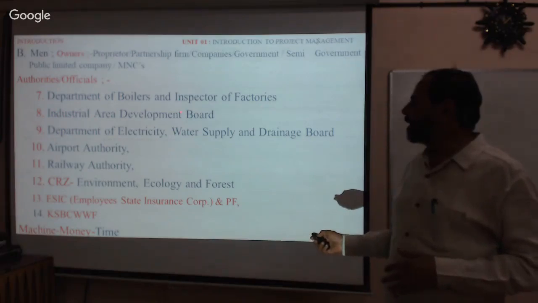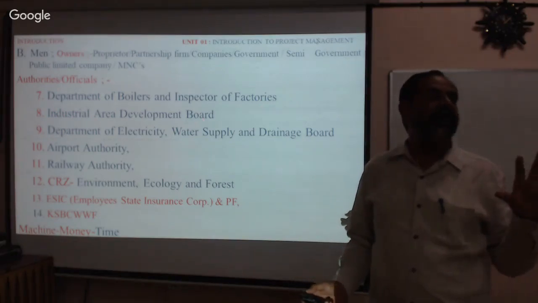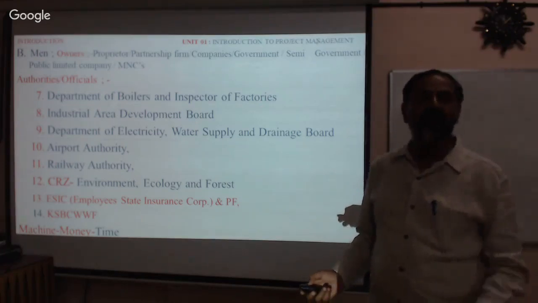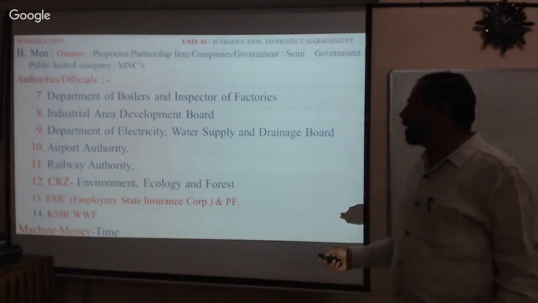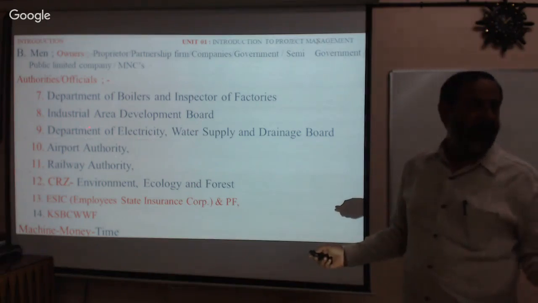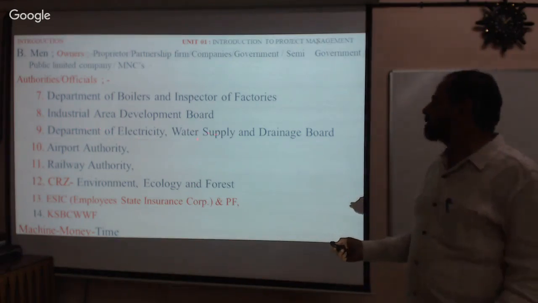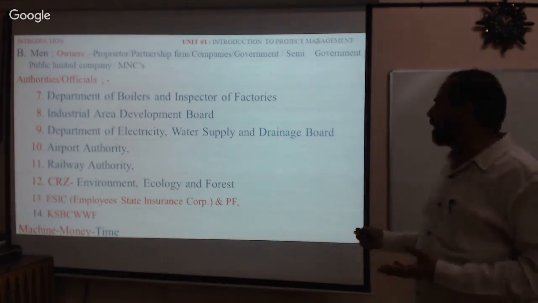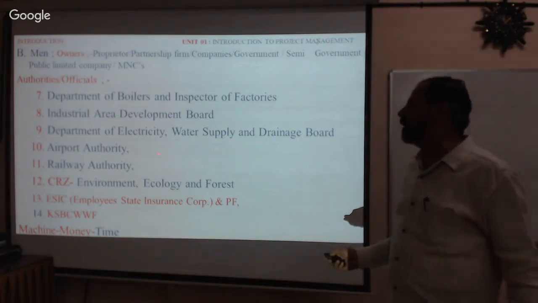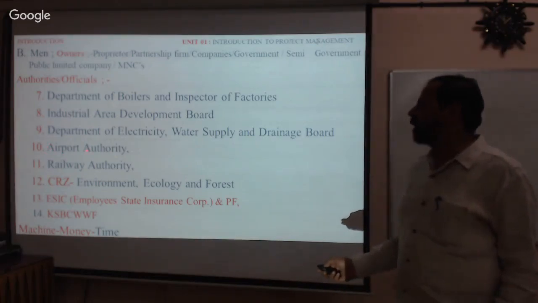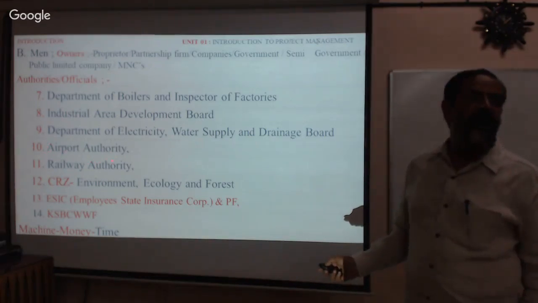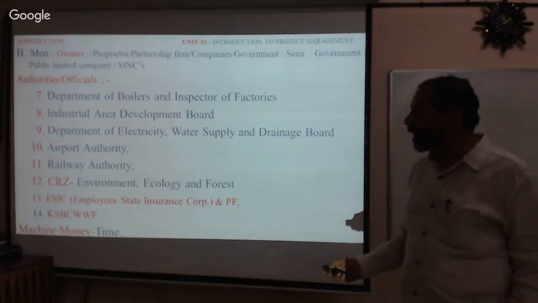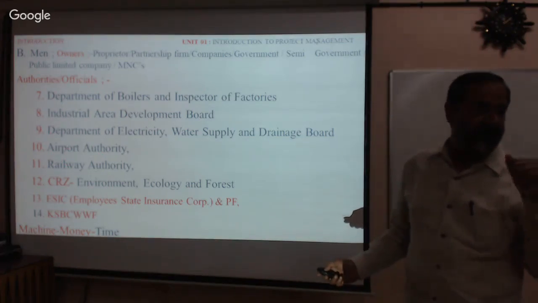Like the Industrial Area Development Board, we have the industrial area development. There again, you need to go and take the approval, then you can build, isn't it? The Department of Electricity is necessary for everybody, for all the projects. Then the water supply department is also necessary. Drainage board, for all projects it is necessary. Whenever you build a building near the airport, you have to put up an application to the airport authority also and take their permission, isn't it?